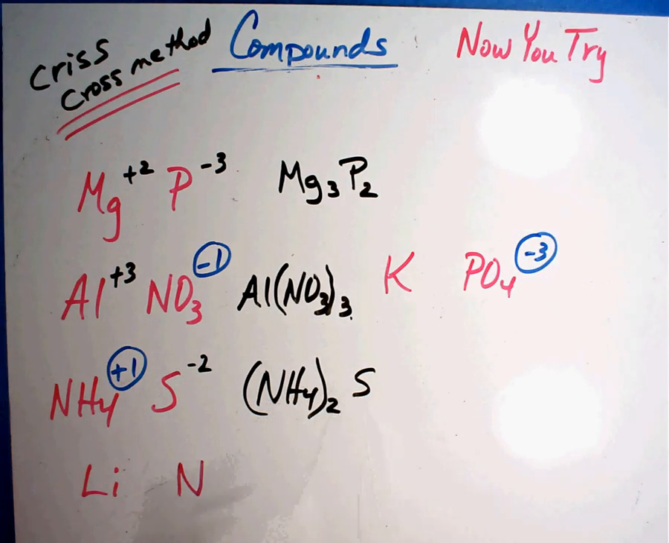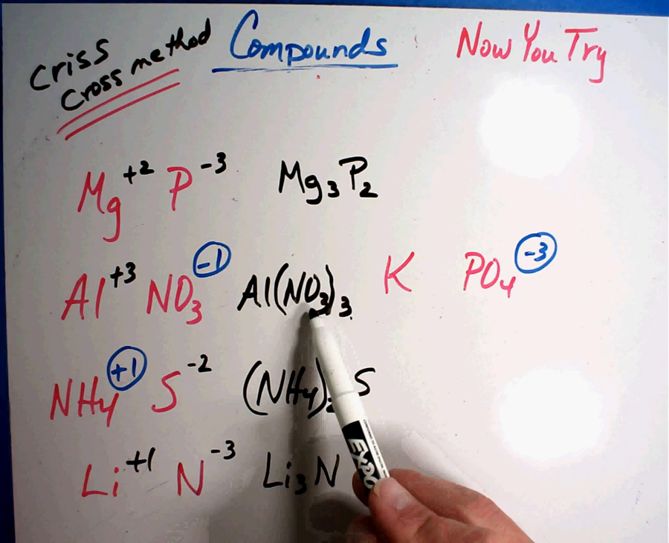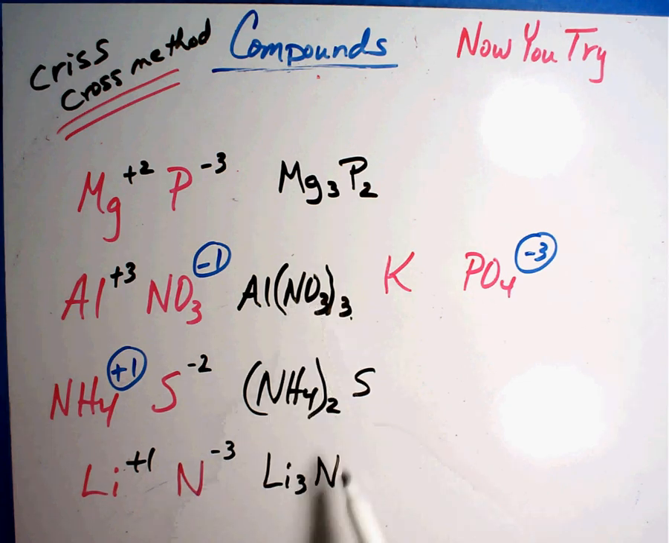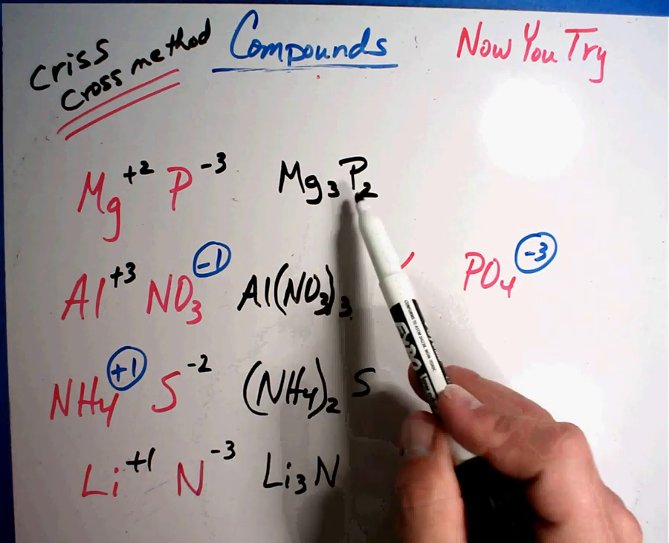The next one, lithium is +1, nitrogen is -3. They don't equal, so I have Li3N1. You don't write the 1. Lithium nitride. Now notice this is really different from nitrate. So whenever you hear ate, it's a group. Ide, nitride, sulfide, phosphide. They're singles.